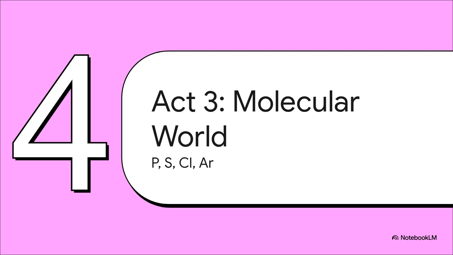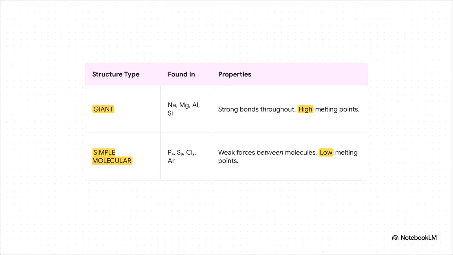The molecular world of the nonmetals. And in this world, the rules of the game are totally different, which explains that crazy drop in melting points we just saw. So listen, this is the most important point right here. On the left side, the metals and silicon, they're what we call giant structures. The whole chunk of stuff is just one big network held together by strong bonds.